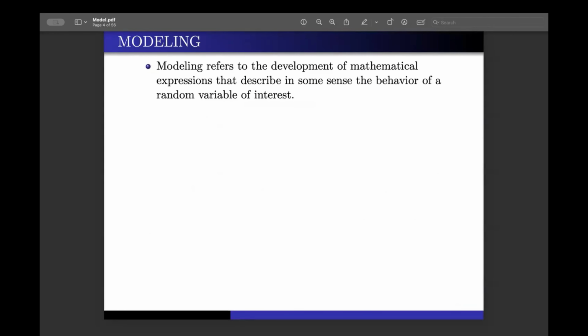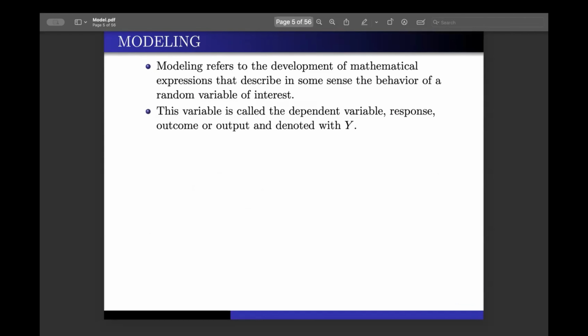In simple English, modeling refers to the development of a mathematical expression that describes, in some sense, the behavior of a random variable of interest. This variable of interest is called the dependent variable, or it has several other names such as response, output, outcome. Throughout, whenever we see the dependent variable, we'll just give it the notation y. We just denote it by letter y. So whenever we see this letter y, it means that we have a dependent variable in the model.